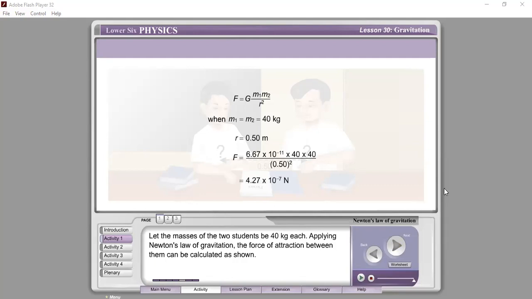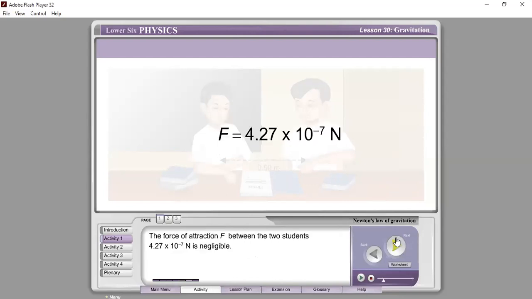So actually, both of them experience an attractive force. The magnitude of the force is 4.27 times 10 to the power negative 7 Newton. 10 to the power negative 7 Newton means that the force is very, very small. Why? Because the constant G is 6.67 times 10 to the power negative 11. The force between them is an attractive force, but it is very, very weak, so we can't experience it. The force of attraction F between the two students, 4.27 times 10 to the power negative 7 Newton, is negligible.